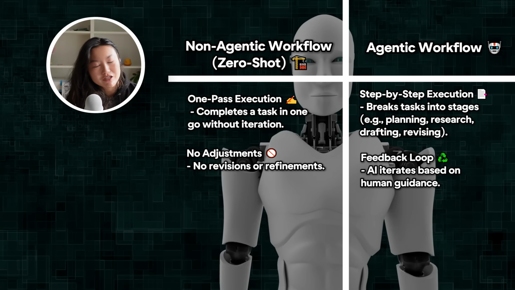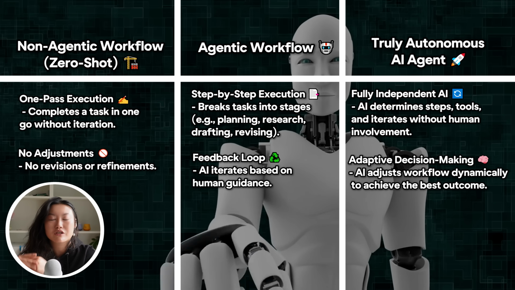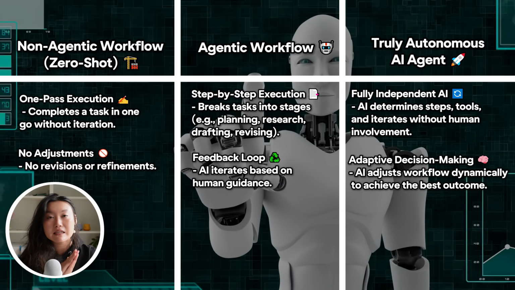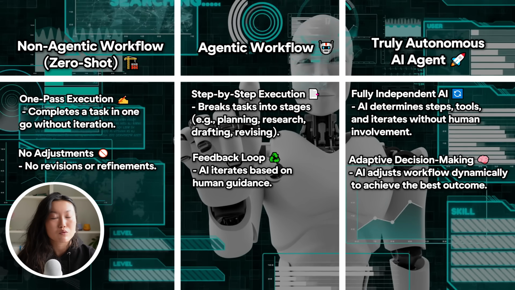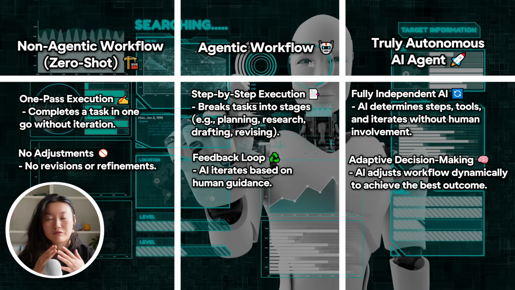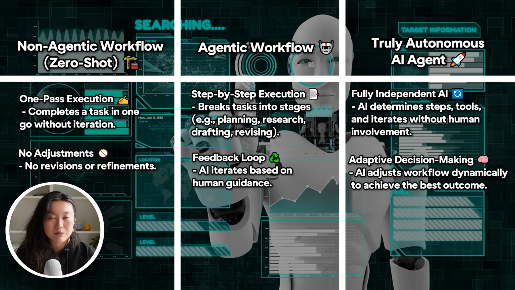Okay, so now let's add in a little bit of complexity. You got your non-agentic workflow, then you got your agentic workflow. Then you have a third level, which is a truly autonomous AI agent. This is when an AI can completely independently figure out the exact steps, which tools to use, go through that circular process of revising things by itself to finally come up with an output. This is the level that we want our AI agents to become.